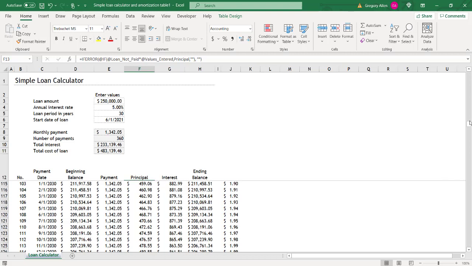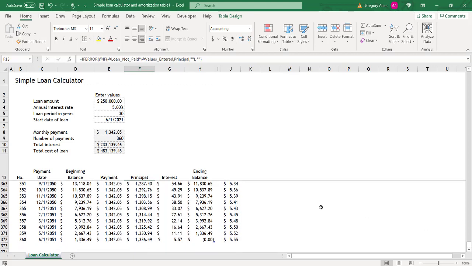And if we scroll down here all the way to the end, it's gone up to over 1,000. In these last payments, now we can really see what's going on. By the time we get here to the end, the situation is reversed. Instead of most of the payment going to interest, most of the payment is going to principal. That makes sense because the balance is dropping, and every time the balance drops, the interest we owe drops.